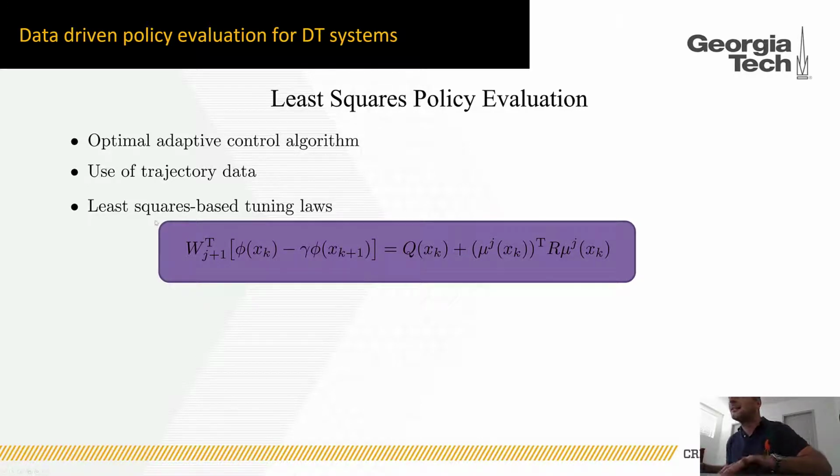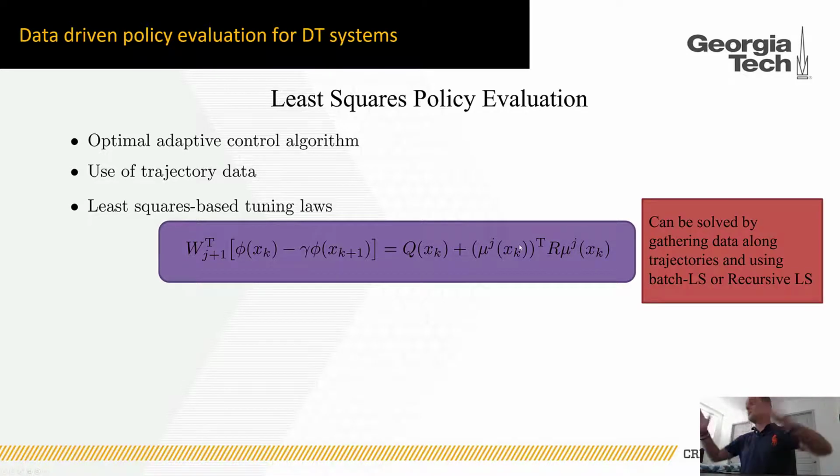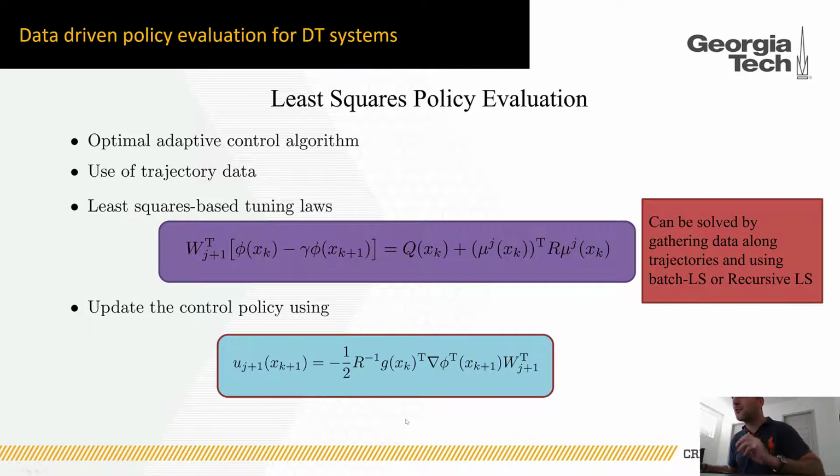So again, I rewrote my Lyapunov equation that appears in the policy iteration with respect to W's, okay? And here, as you can think, this is the discount factor. So this can be solved by least squares, recursive least squares, gradient descent, anything you can imagine, by gathering data along the trajectories. And again, you can update the control policy by using these W's here.